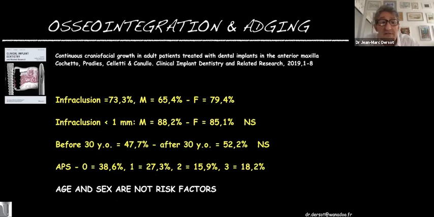So the results are very interesting. They observe that there is infraclusion in 73%. You see that there is a little difference between male and female. The infraclusion inferior to 1 millimeter is for 88% in male, 85% in female, and it is not significant. Before 30 years, the infraclusion is for 47%, after 52%.